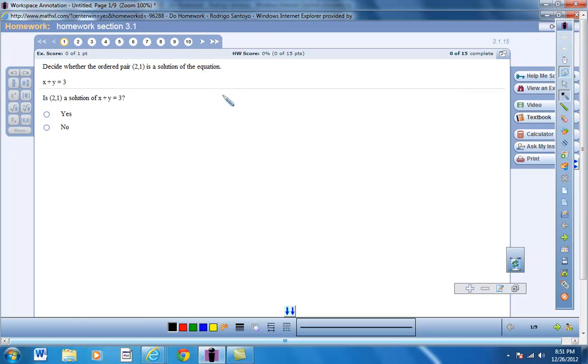First of all, I just want to tell you that an ordered pair looks like this, where the first term is going to be your x value, and the second term will be your y value. So here they're asking us if our ordered pair (2, 1) is a solution. They're asking us if we plug in 2 and 1 for our equation, is it true?